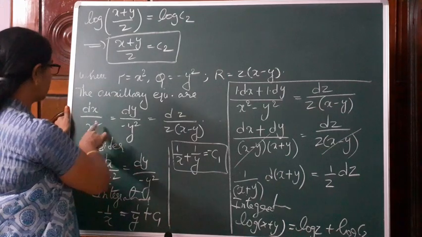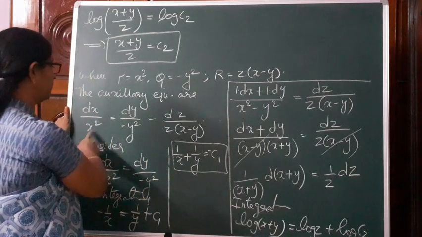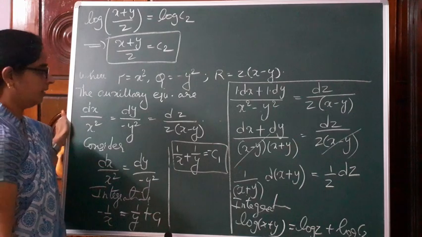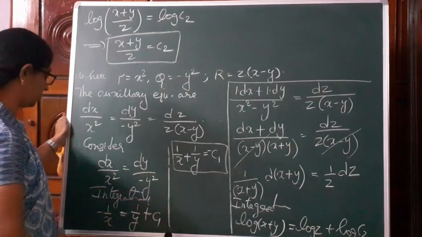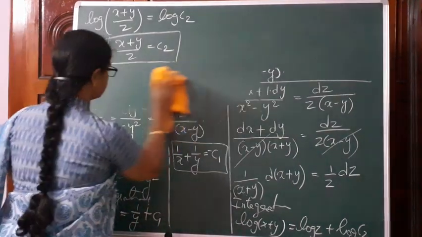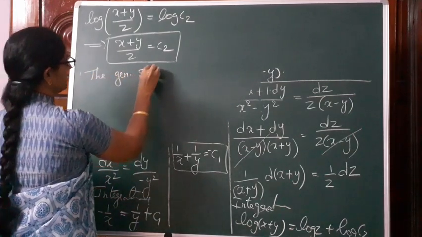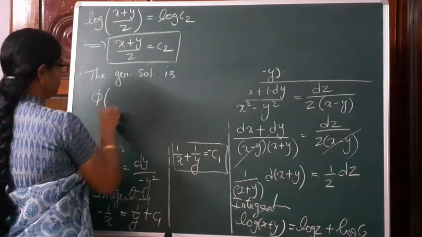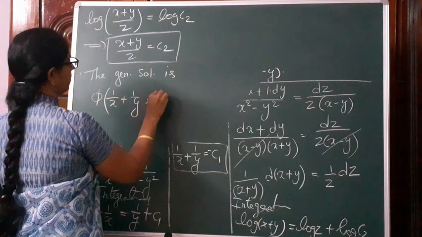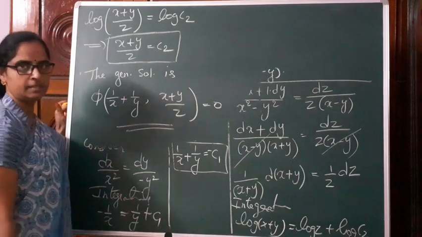This we obtain by taking the combination of the first two terms, 1 into dx plus 1 into dy by 1 into x square minus 1 into y square, and equating that to the third ratio. On simplification we could directly integrate and obtain the solution. So we got here two independent solutions, and hence the general solution is phi of, what is the first solution? 1 by x plus 1 by y, comma x plus y by z is the second solution, is equal to 0. This is the general solution.